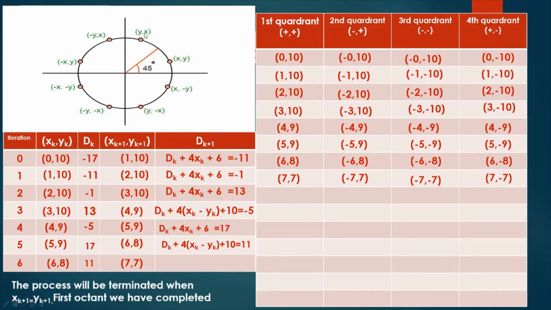If it is x, y, then it is y, x. If it is minus x, y, then it is minus y, x. If it is minus x, minus y, then it is minus y, minus x. Just the opposite. So just write the opposite point here.